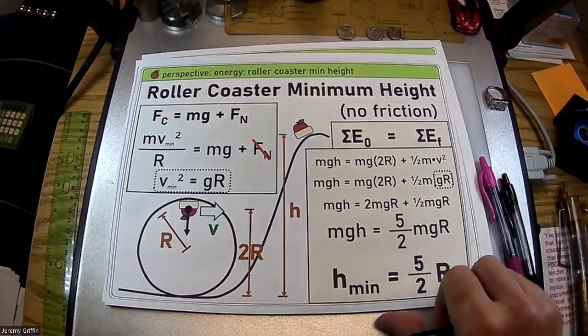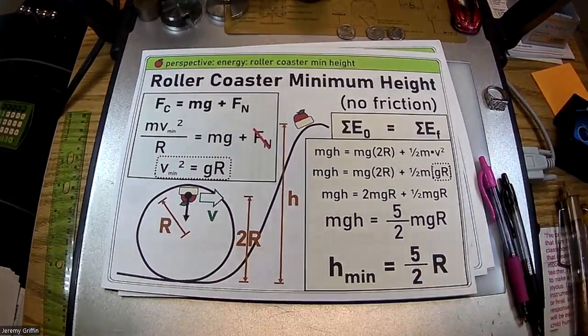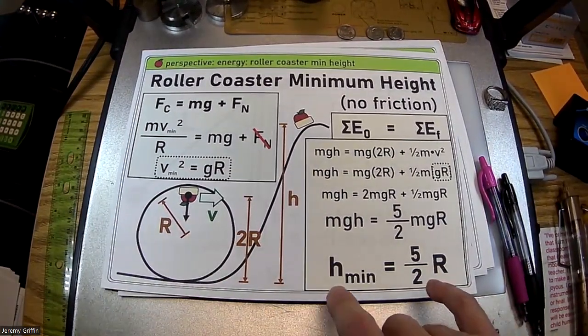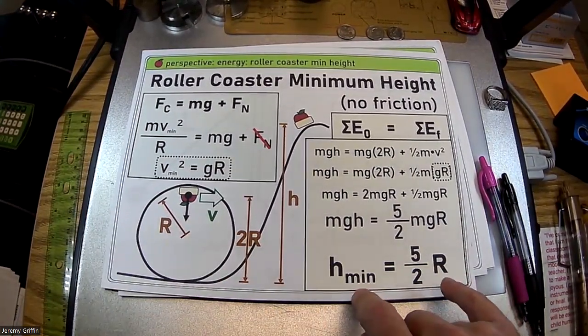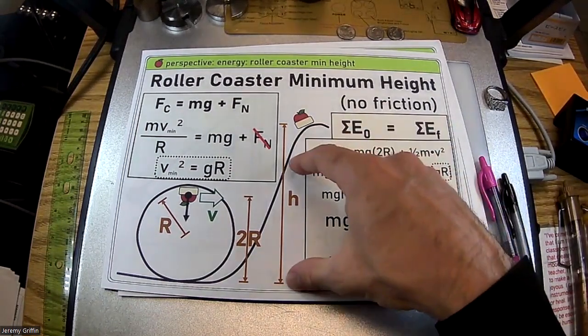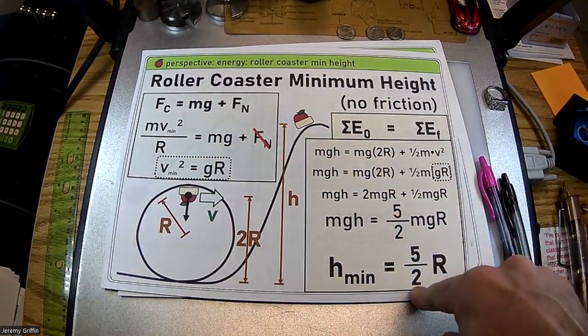All right, this is a really classic physics question. If you take physics in college, pretty sure you're going to see this question, because this is a really classic question. Okay? So the minimum height, like the theoretical minimum, ends up being 2.5 times the radius.